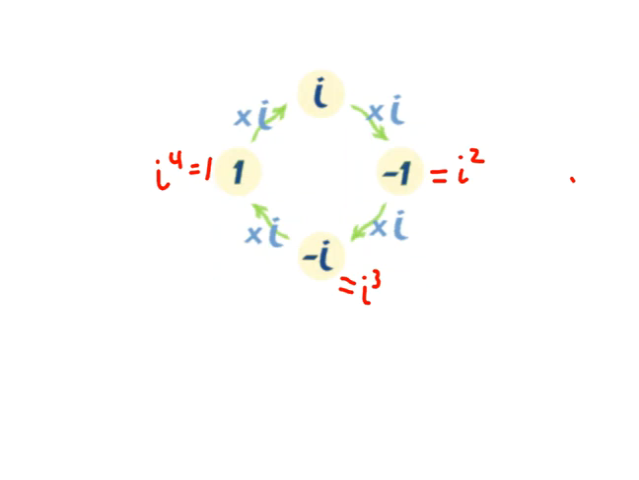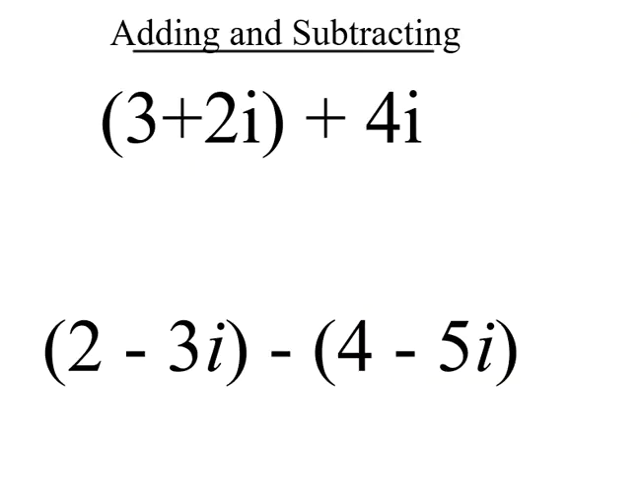But today's goal is to do more than just reduce powers of i. We also want to add, subtract, multiply, and divide. So let's start with some adding and subtracting. We're going to add our like terms. So we have 3 plus 2i plus 4i. My like terms here would be 2i and 4i. And so when I combine those, I'll have 3 plus 6i.